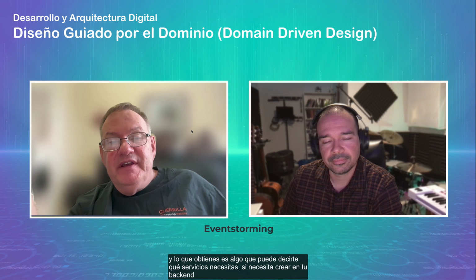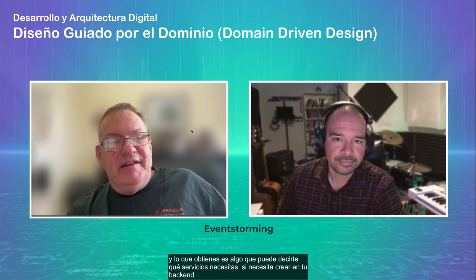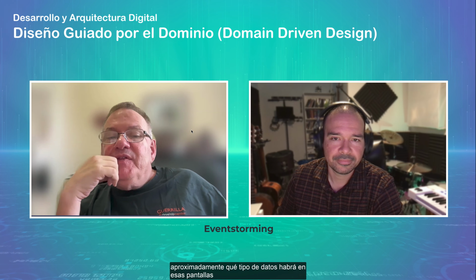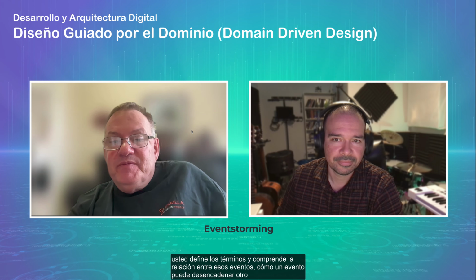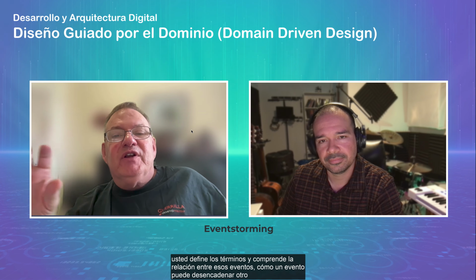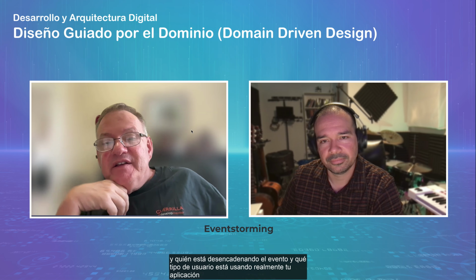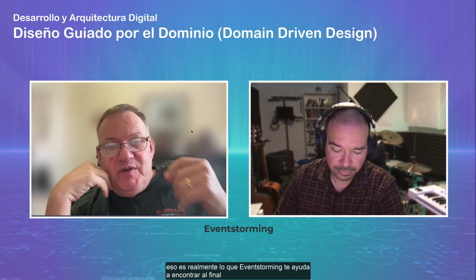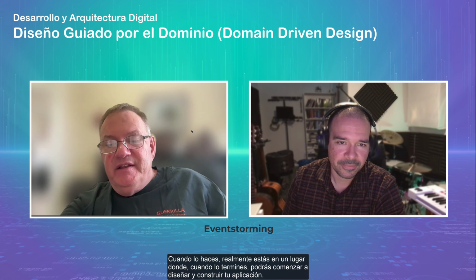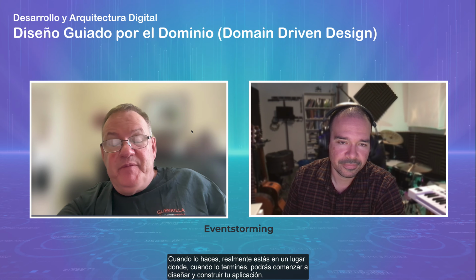And what you end up with is something that can tell you which services you need to create on your back end, what your front end screens are going to look like roughly, what kind of data is going to be on those screens. You define terms, and you understand the relationship between those events, how one event can trigger another, and who is triggering the event, what kind of user is actually using your application. And that's really what Eventstorming helps you to come up with in the end. So by the time you finish it, you're able to start architecting and building your application.